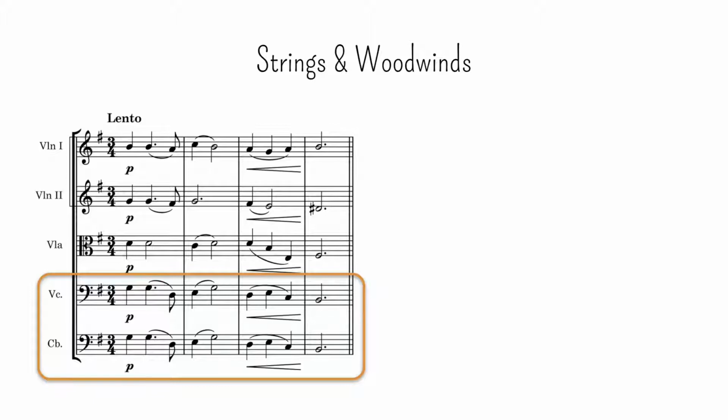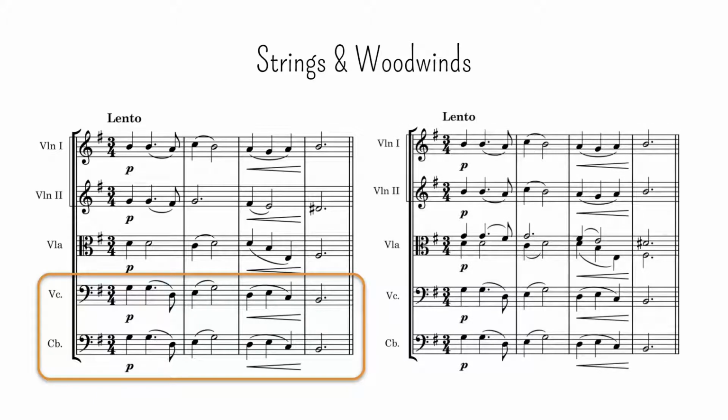However, this doesn't mean that the orchestrator will give the upper voices to the other 3 sections. He may decide, for example, that it's better to give the top voice to all the violins together, in which case the violas will have to be divided in order to take the 2 inner voices.